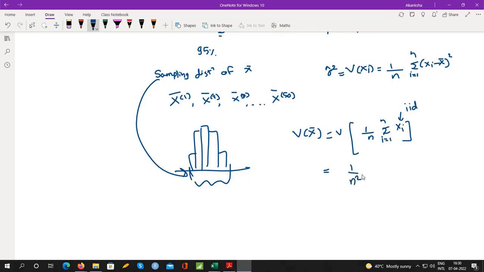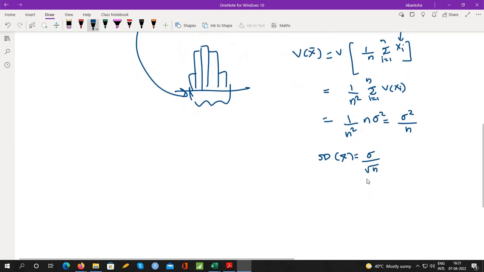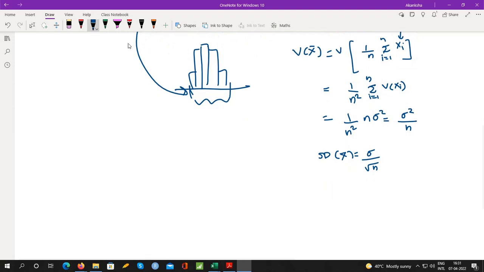So this becomes 1 by n square, because when it comes outside the variance it becomes square, summation variance of xi, correlations are 0 because they are independent. So this becomes 1 upon n square, and we know variance of each xi is sigma square. So sigma square getting added n times becomes n sigma square. So this becomes sigma square by n. Okay, variance of x bar is sigma square by n. So if I want to compute standard deviation of x bar, that will be sigma by root n, square root of that.